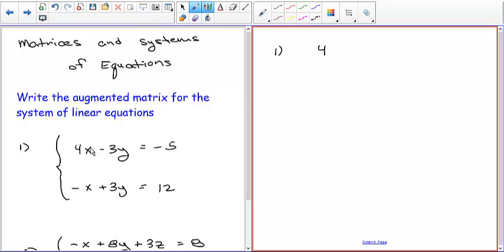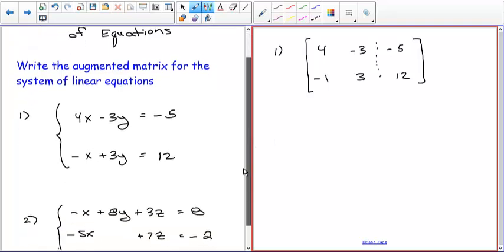So we have 4, so the first column is the x coefficients, and the second column is the y coefficients, and the third column is the numbers on the right hand side. So that's this equation. Then you have the next equation, which is -1, 3, and 12. We draw it as a matrix, these brackets, and you can write these little dots kind of to show it's an augmented matrix. Okay, so that was it.